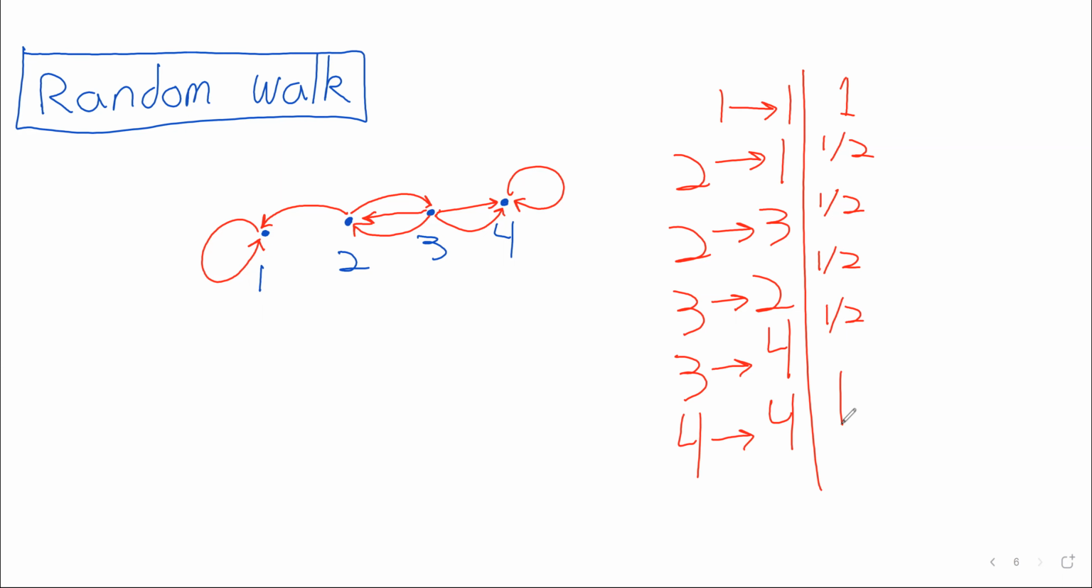Note, by the way, there are a bunch of transition probabilities that I'm not bothering to write down because they're all 0. Like the probability of going from state 1 to state 2 is 0. So I'm not bothering to write that probability down.